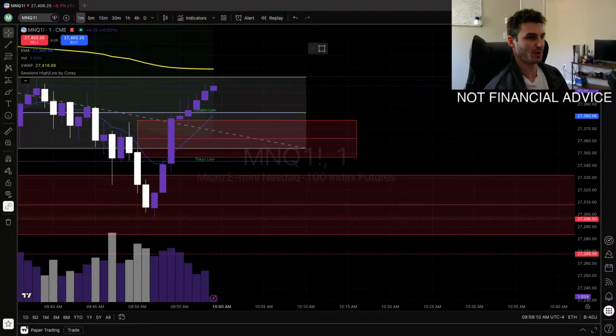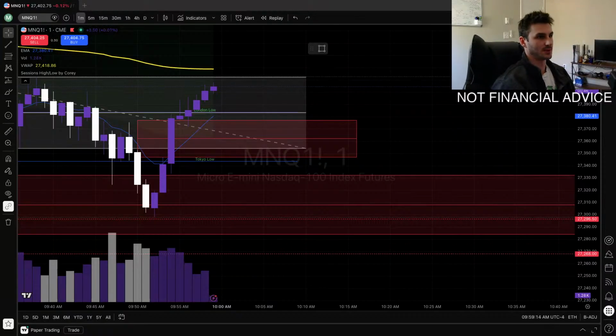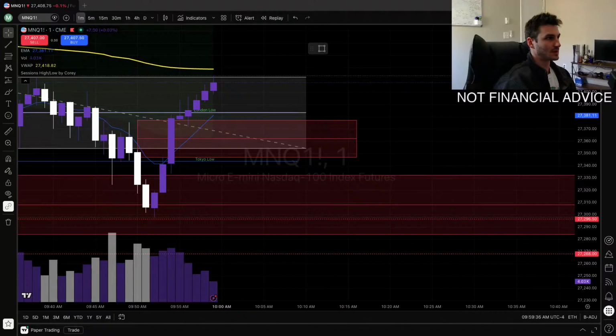We might not pull back here. We might just keep going. It'd be a shame. I'm gonna wait for 10 a.m., so like 45 seconds. And that would be a 15-minute gap fill? Yeah.